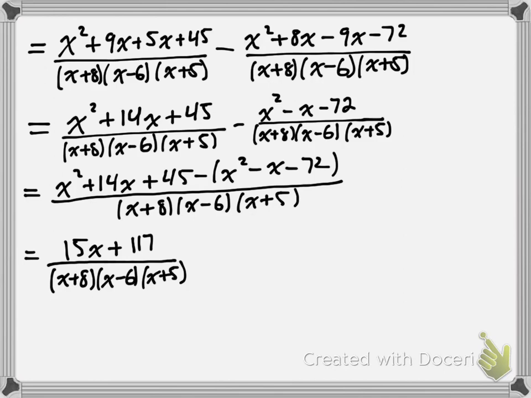Okay? The only thing we're missing now is our restrictions. Okay, and our restrictions are going to be, just like usual, the values of x that would make the denominator equal to 0, and that would mean that x cannot be equal to negative 8, negative 5, and positive 6. Okay, so this has been adding and subtracting rational expressions.